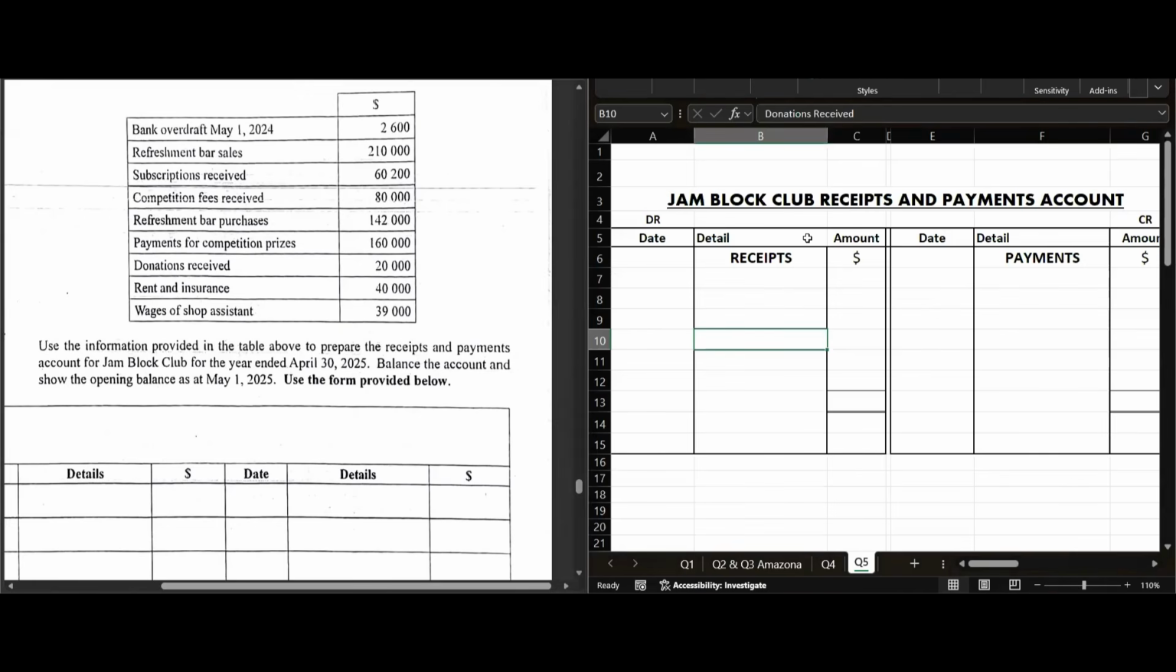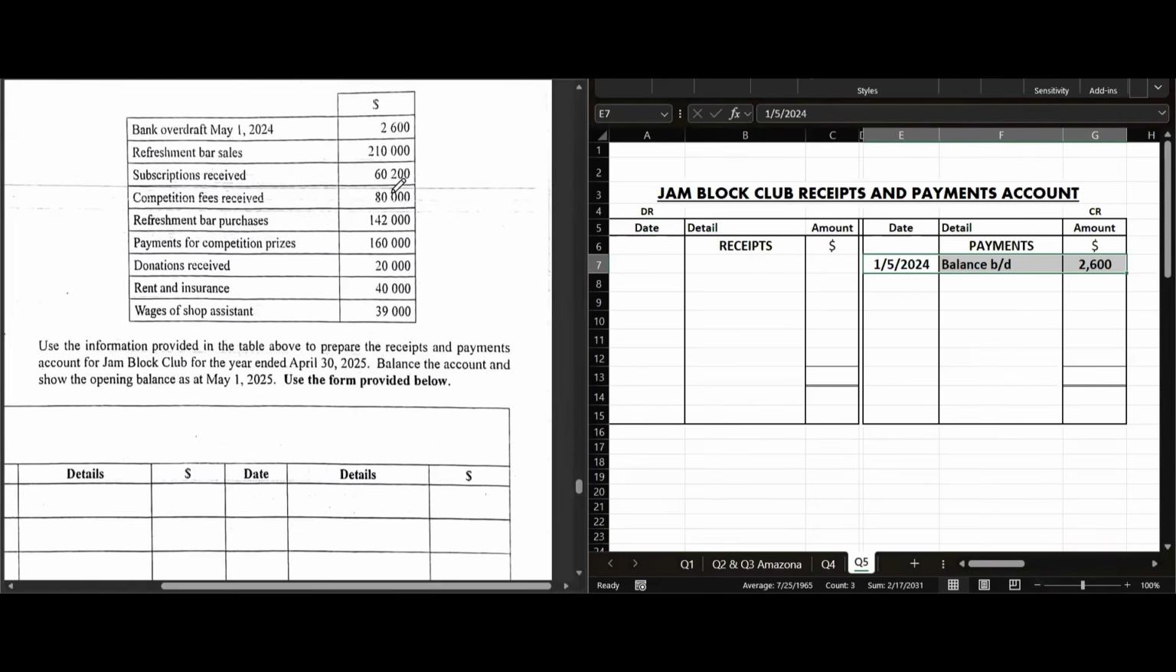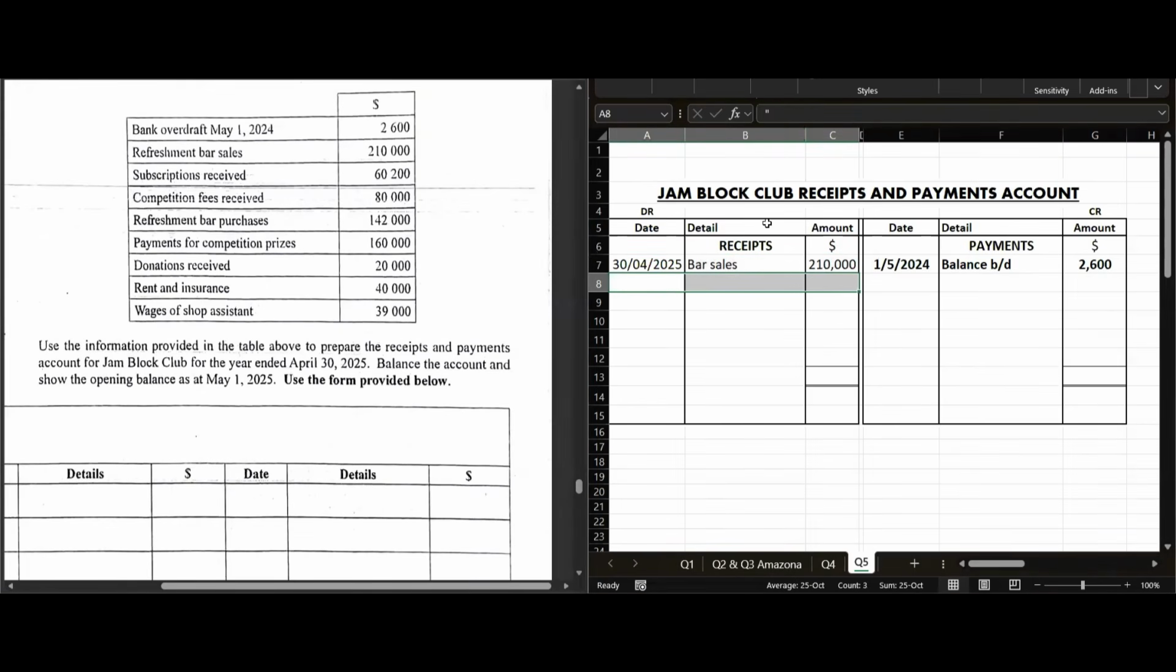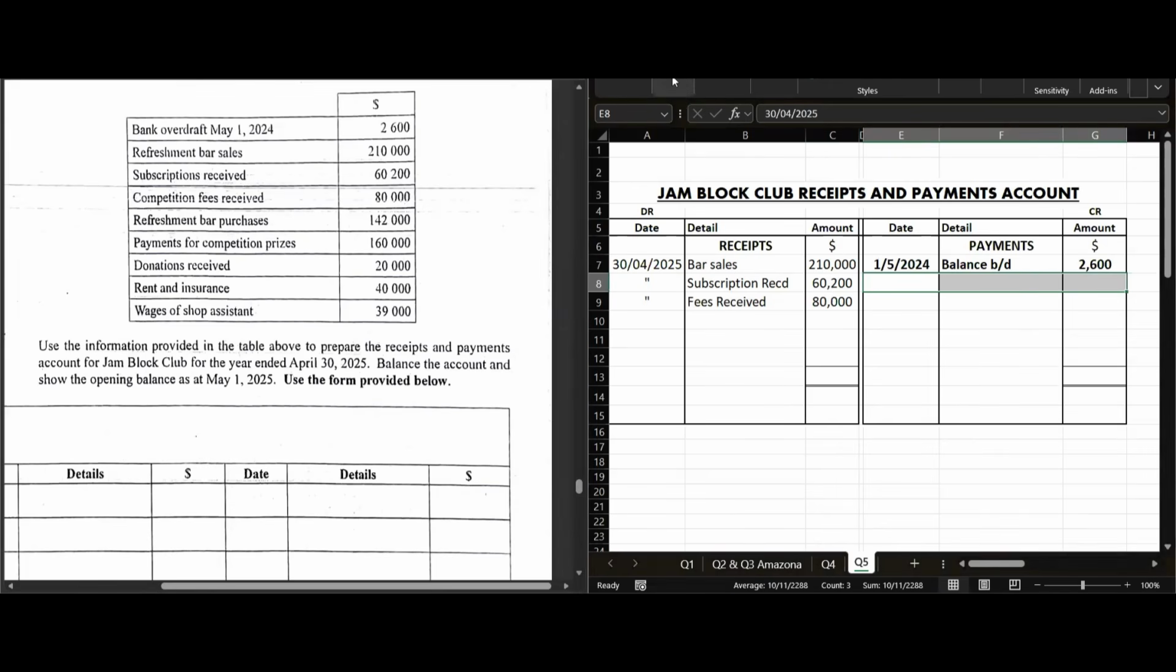Alright, so bank overdraft first made. Well, you guys know exactly what a bank overdraft is. That's going to come on the credit side. Nice. Refreshment bar sales. Well, that's money coming in. Debit side. Subscriptions received. That is money coming into the business as well. Receipts. Competition fees received. Okay, that's money coming in again because we have a little competition and we are receiving those fees, 80,000. Refreshment bar purchases. When we are spending money, that's going to go as cash out.